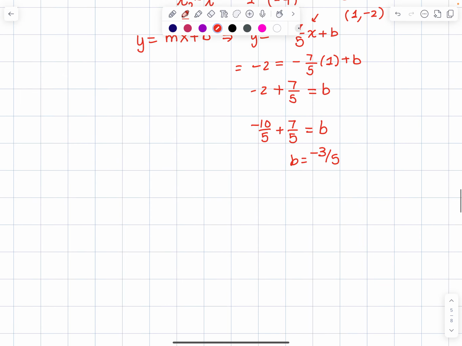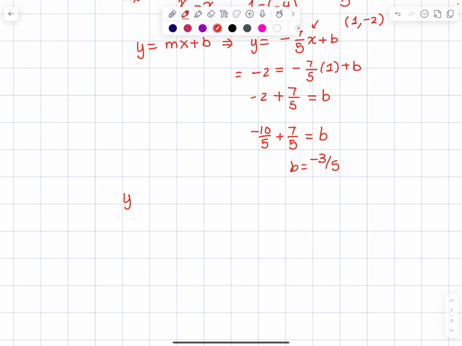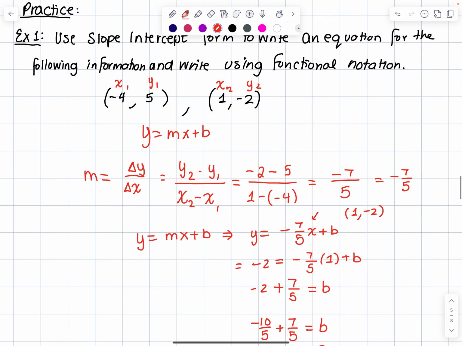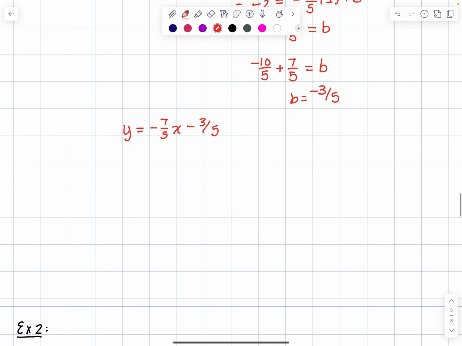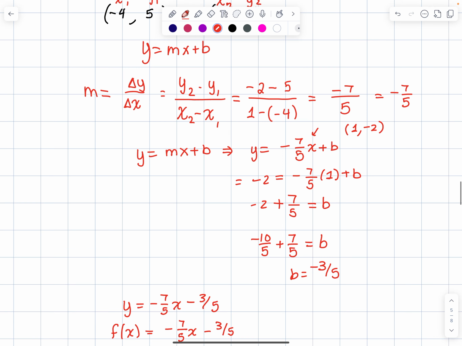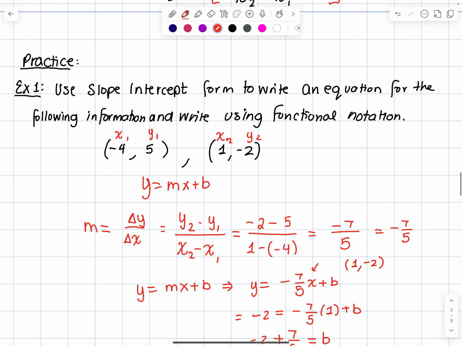So my equation that I'm interested in is y equals negative 7 fifths x plus negative 3 fifths. Now, I wasn't asked to leave this like this. I need to use functional notation, so we do a swap for the y. So I get f of x equals negative 7 fifths x minus 3 fifths. That's going to be my solution for this type of problem.